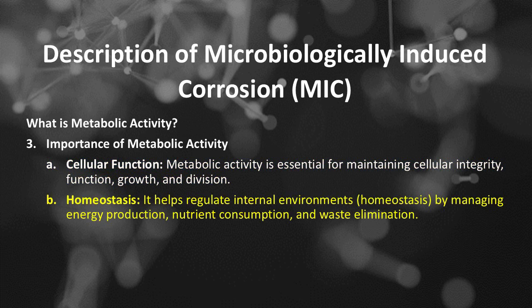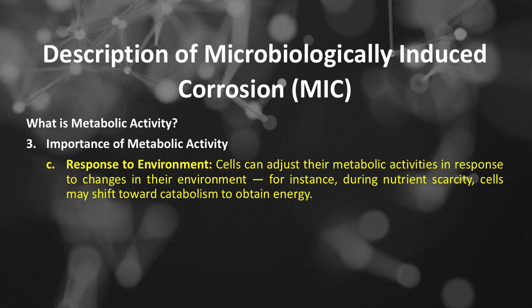Number B, of importance of metabolic activity is homeostasis. It helps regulate internal environments, homeostasis, by managing energy production, nutrient consumption, and waste elimination. Number C, of importance of metabolic activity is response to environment. Cells can adjust their metabolic activities in response to changes in their environment. For instance, during nutrient scarcity, cells may shift toward catabolism to obtain energy.